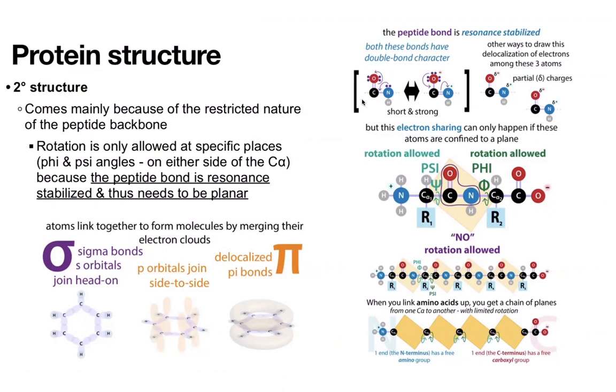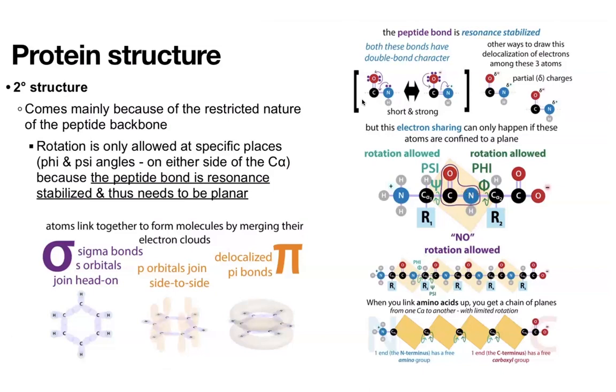When we have this plane, basically there's going to be these two places where you can rotate around, and those are on either side of the C alpha. So our alpha carbon, remember, that's the one that's going to be attached to our R group, our side chain. And on either side of that, well, that's where you can actually rotate around. These are called the phi and the psi angles. You don't need to know which is which, but you need to know that the reason why they exist is because this peptide bond is going to be resonance stabilized and thus has to be planar.